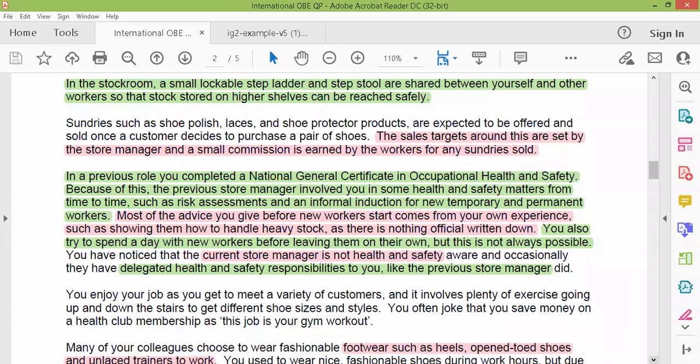Again, the other side is a negative indicator of health and safety, because if you want to spend a day, you need to spend this one day with every worker.